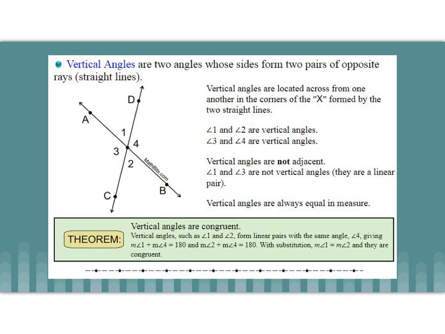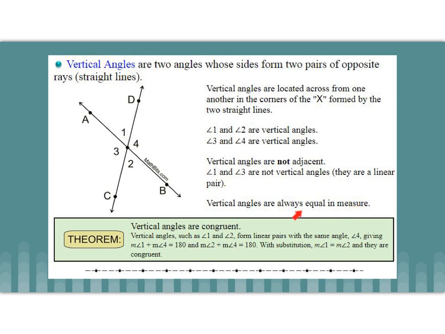Here we have vertical angles. We see that we have two lines that make an X, and whose sides form two pairs of opposite rays or straight lines. Notice vertical angles are not adjacent because they do not share a side. So for example, angle 1 is formed here, and that is opposite from angle 2. These are vertical angles. They do not share any sides, but they do share this vertex here. Angles 3 and 4 are also vertical.